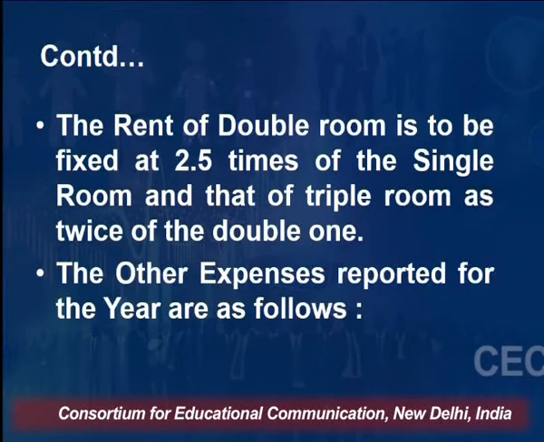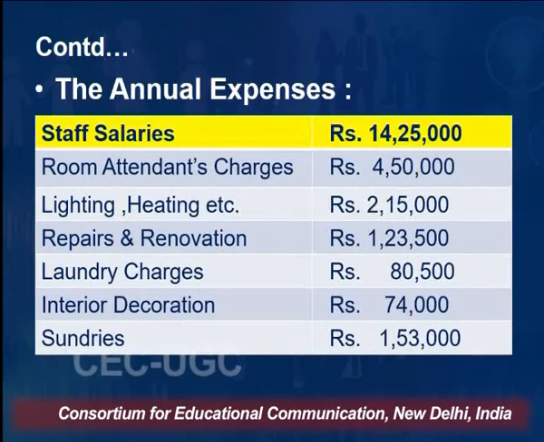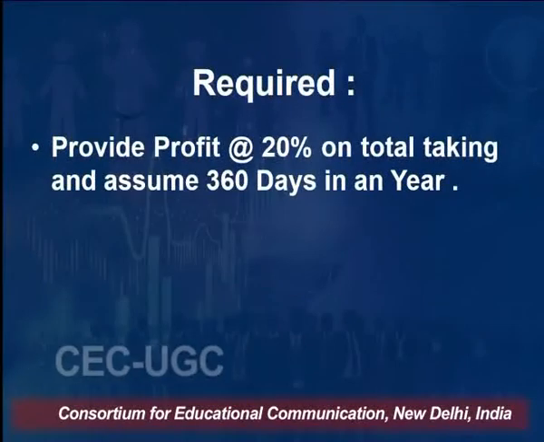The other expenses reported for the year are provided to us. The annual expenses: room attendance charges, staff salary, lighting, heating, etc., repairs and renovation, laundry charges, interior decoration, sundries. So these are the annual expenses which they are reporting, that we have to pay this much amount on account of these expenses. Now what is required from us?